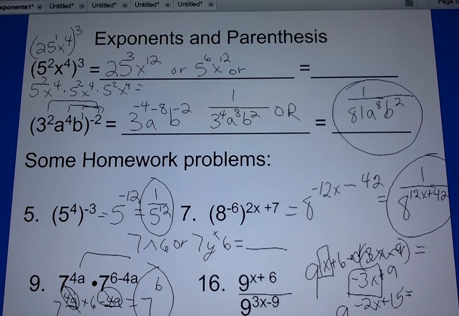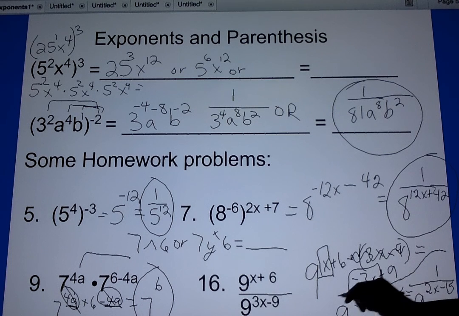Okay. I'm going to go ahead and leave it like that. I'm trying to think if we still shove it in the basement because this is negative and this is not. So it could also be this, 9 to the 2x minus 15. So I will accept either of those answers right there.